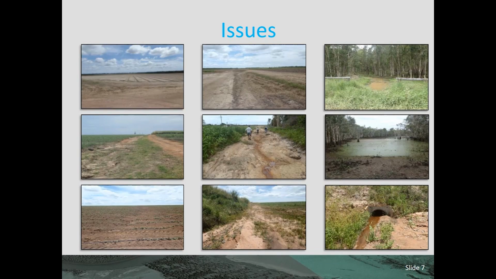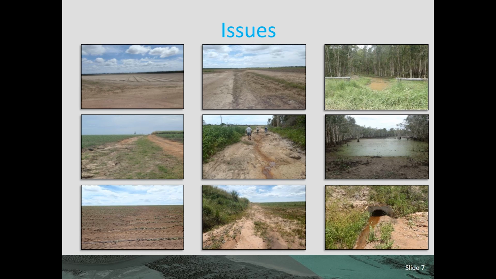A lot of you obviously will be aware of the issues that we're facing. This is a lot of photos taken from around the Bundaberg region. We've done a few projects around there. So there's a lot of sediment transport, there's a lot of improvement on farm that can happen as well. And obviously this is what we get downstream.